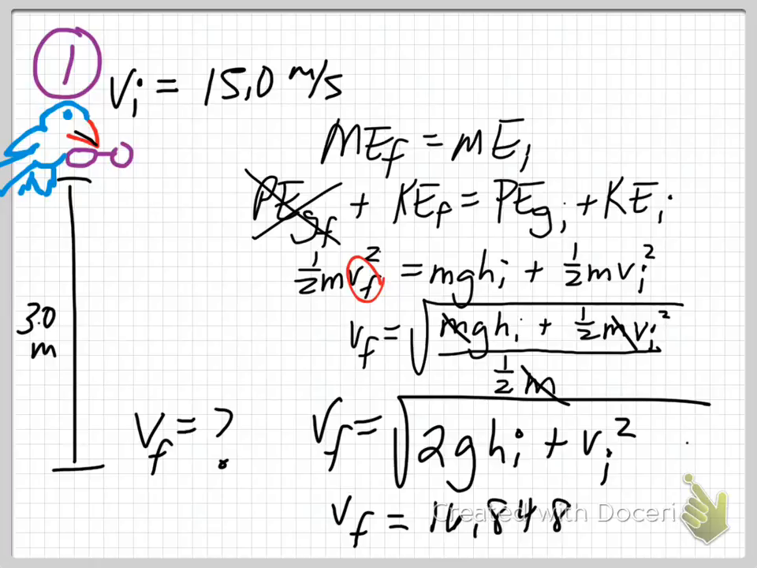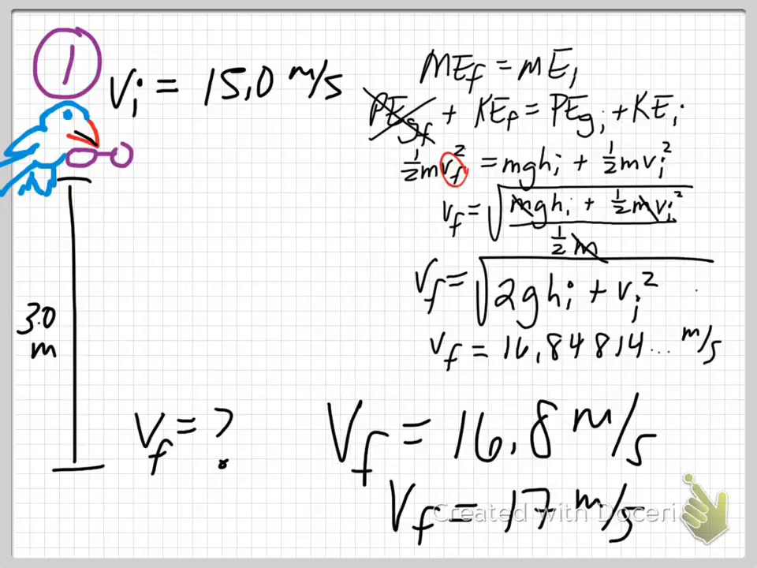16.8414 meters per second. You guys are the best. And with sig figs, it should be 16.8. You have 3 sig figs there. You do? Yeah, you do. Okay, so 16.8, or 17 if you used mass, because then it would count against your sig figs.